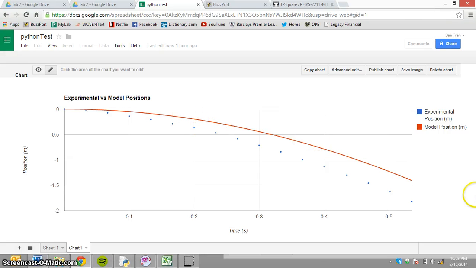The red line is the model position or the VPython function position, and the dots right here are the experimental positions from Tracker. As you can see, the ball that I dropped fell much faster than what the VPython function was predicting, and that's kind of weird. Because of this, I had to make it so that the drag force was very small, because if the drag force was larger, then the gap would only increase.